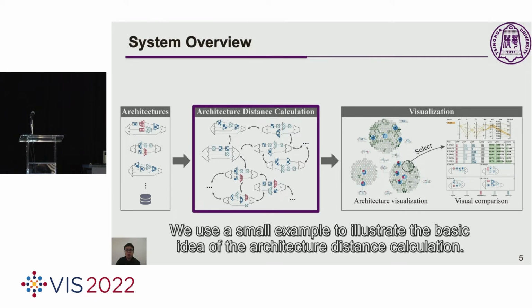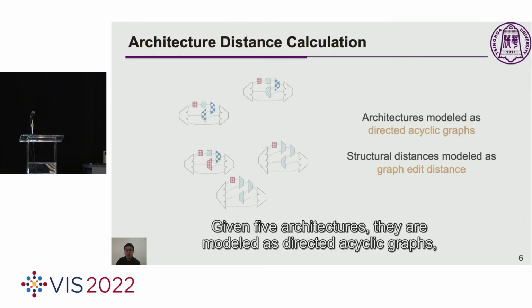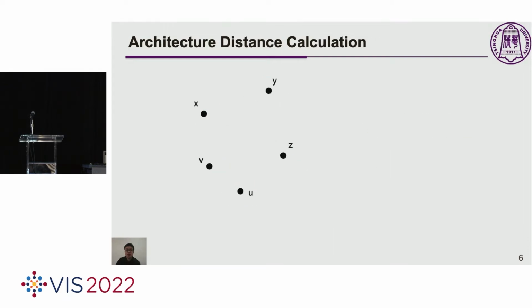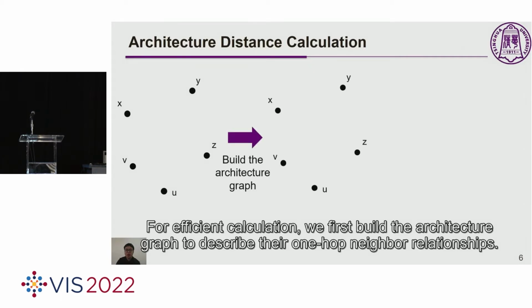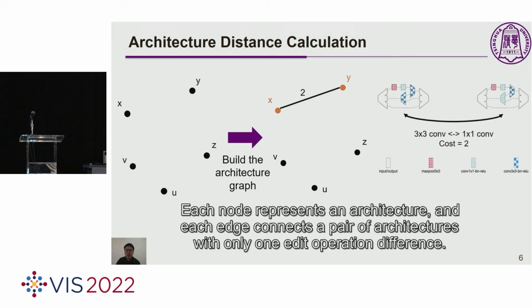We use a small example to illustrate the basic idea of the architecture distance calculation. Given 5 architectures, they are modeled as directed acyclic graphs, and we adopt graph edit distance to measure their structural distances. For efficient calculation, we first build the architectural graph to describe their one-hop neighbor relationships. Each node represents an architecture, and each edge connects a pair of architectures with only one edit operation difference.